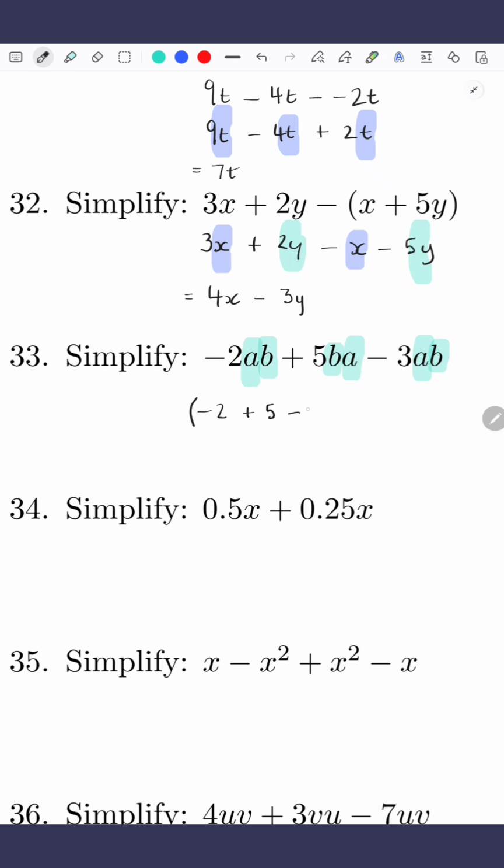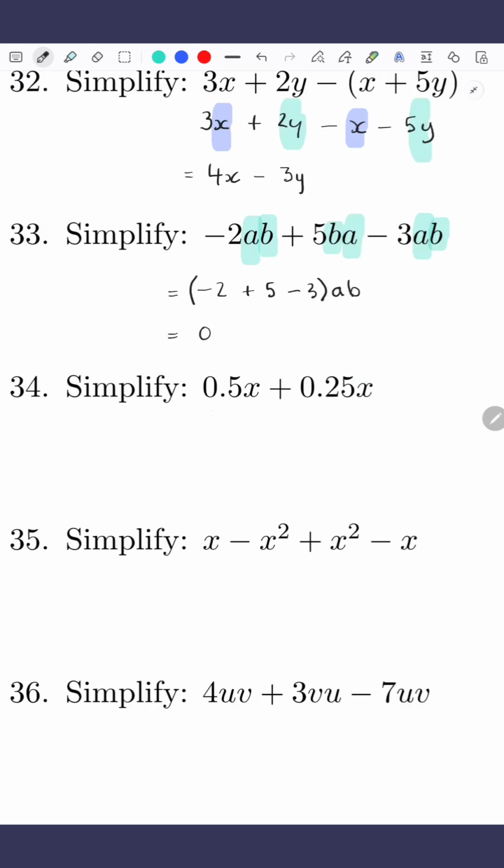This is all I'm doing in my head because I know they're all AB. And then whatever that sum is, it goes in front of the AB. Negative 2 plus 5 is 3. Take away 3 is 0. Just to double check. Yeah, 0.